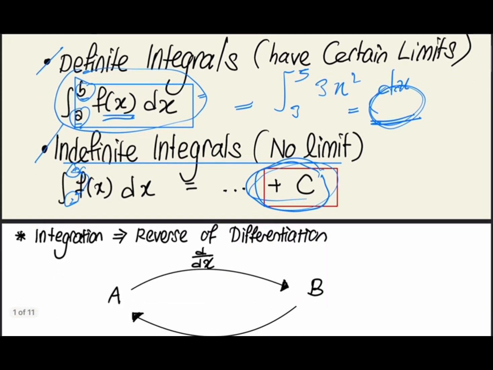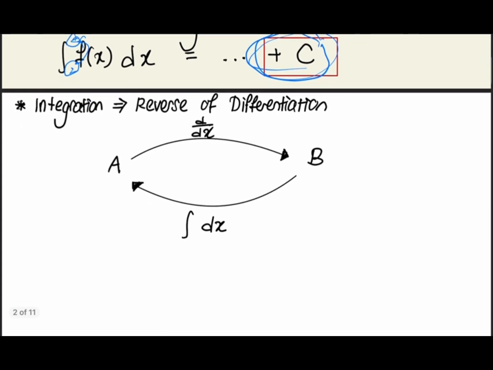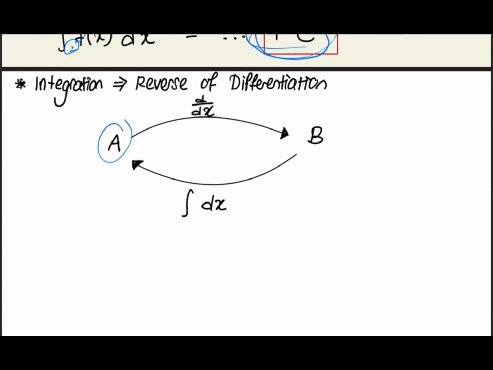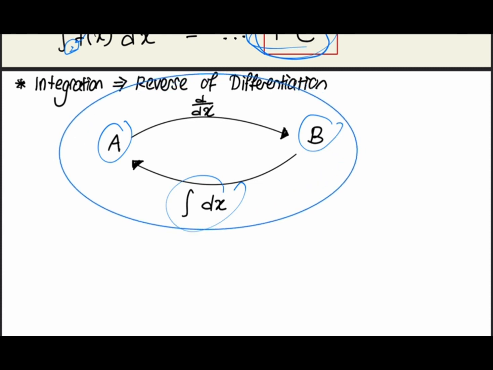Alright. So integration is basically the reverse of differentiation. Let's say you have a and you differentiate a, you get b. If you want to get back the a, you just integrate it. That means they are completely reverse. So if you don't know how to integrate something, try to think about the differentiation and reverse it.